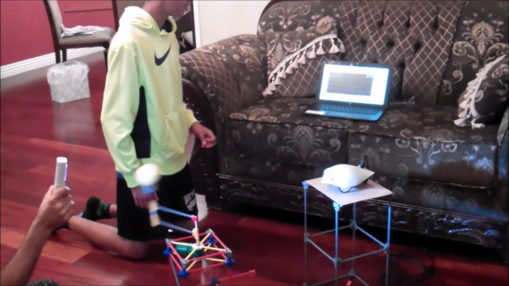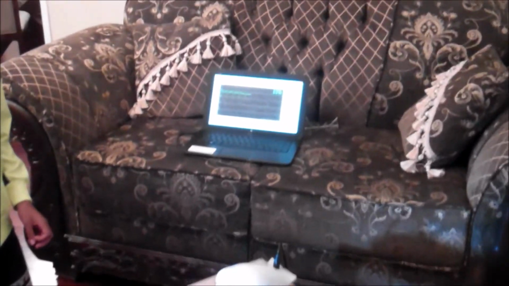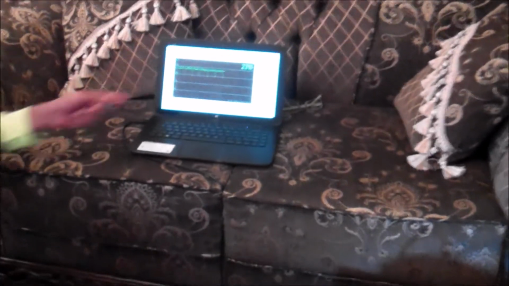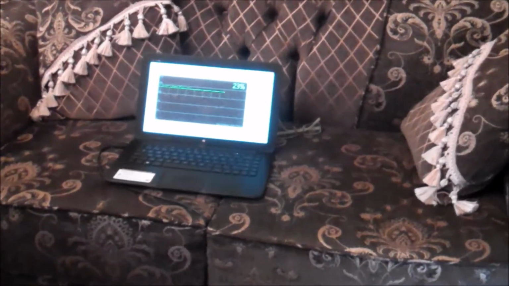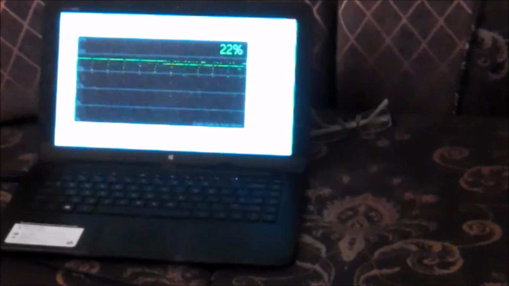Now you can see every time the planet orbits in front of the Finch, there is a slight decrease in the amount of light that is happening periodically. The light is going from 22% down to about 17%.